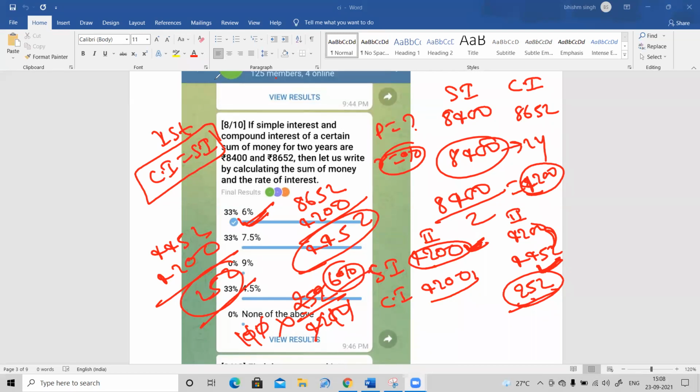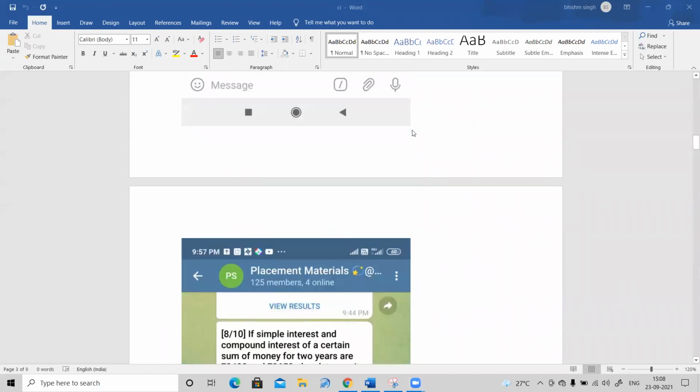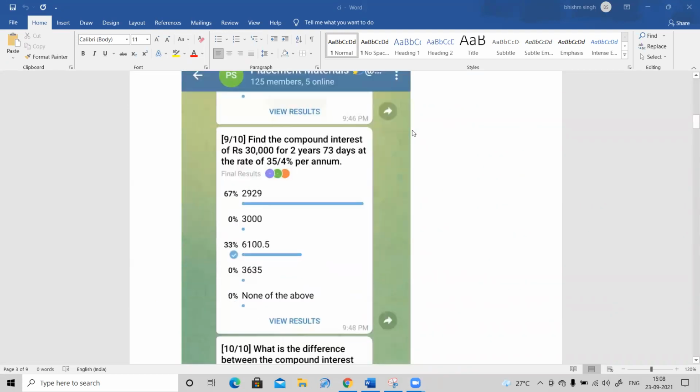Now we will go to the next question, 9-1. Question number 9, you will do. 30,000 rupees is the principal here. Find the compound interest on this 30,000 rupees for 2 years 73 days.